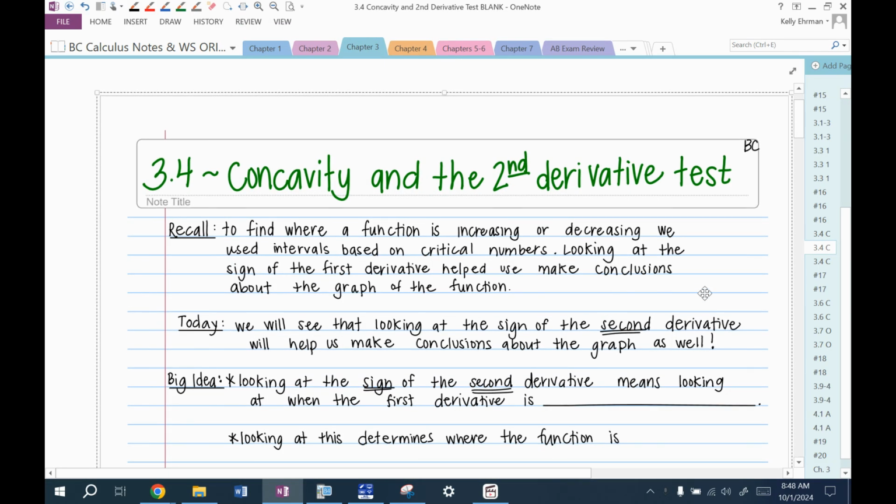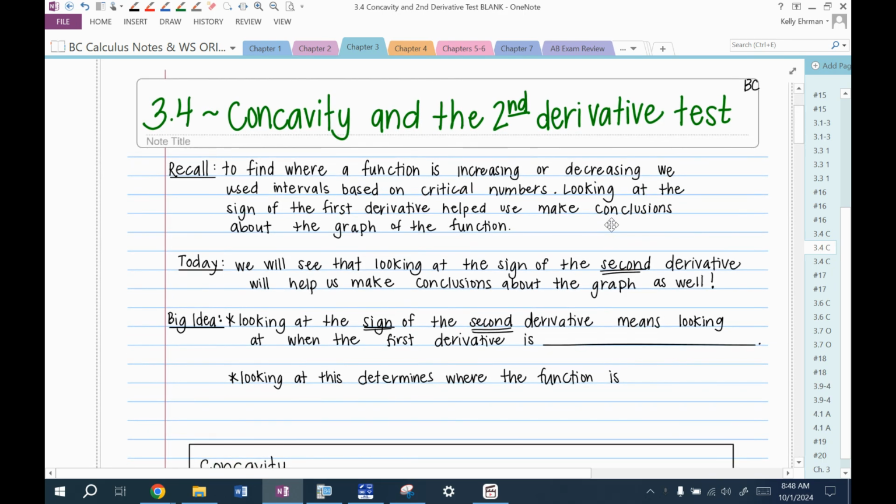All right. For our chapter 3.4 notes, we're going to learn about concavity and the second derivative test. We talked about concavity a lot in AP Pre-Calc. So remember what we've been doing. We can determine where any function is increasing or decreasing based on the first derivative, right? We find the critical numbers because critical numbers are where functions can change from increasing to decreasing, and we use the first derivative test to figure out whether the function is increasing or decreasing.